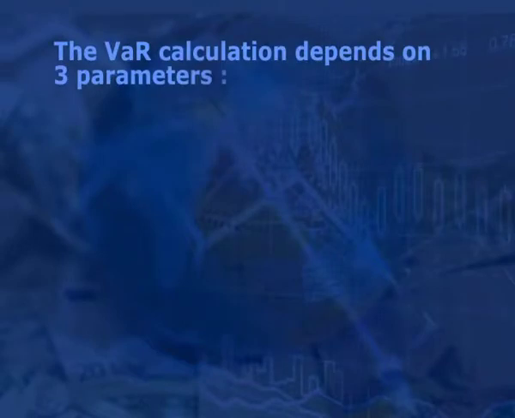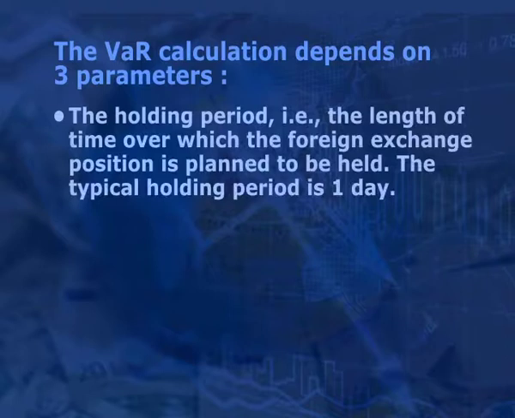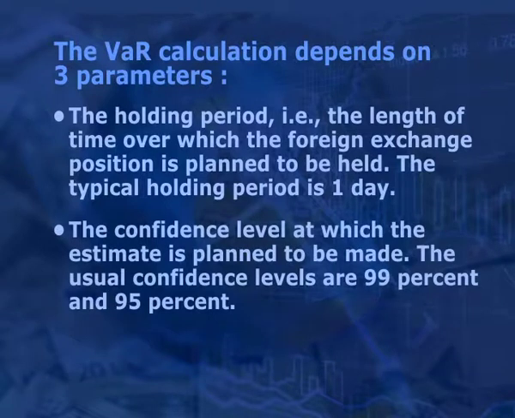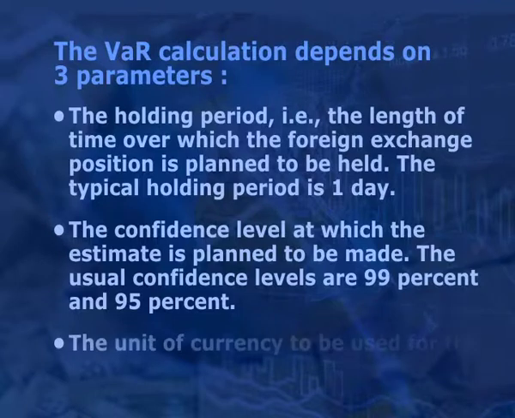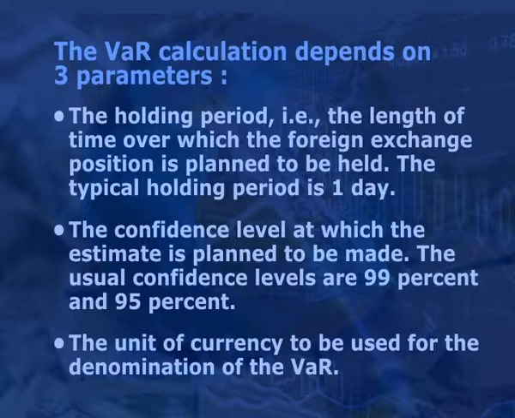The VaR calculation depends on three parameters. First, the holding period, that is the length of time over which the foreign exchange position is planned to be held. The typical holding period is 1 day. Second, the confidence level at which the estimate is planned to be made. The usual confidence levels are 99% and 95%. The unit of currency to be used for the denomination of VaR is the third measure.